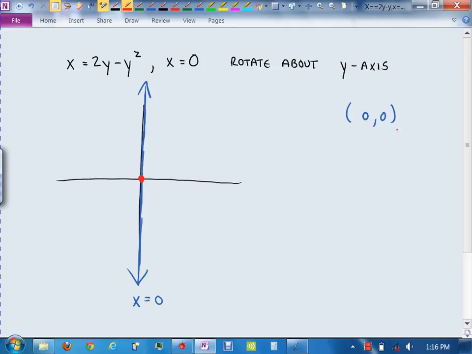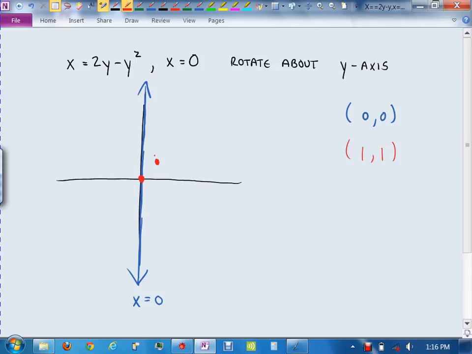Plug in 1 for y, right? What would you get for x? 1? Yes? Okay, so 1, 1 would be a point right here.